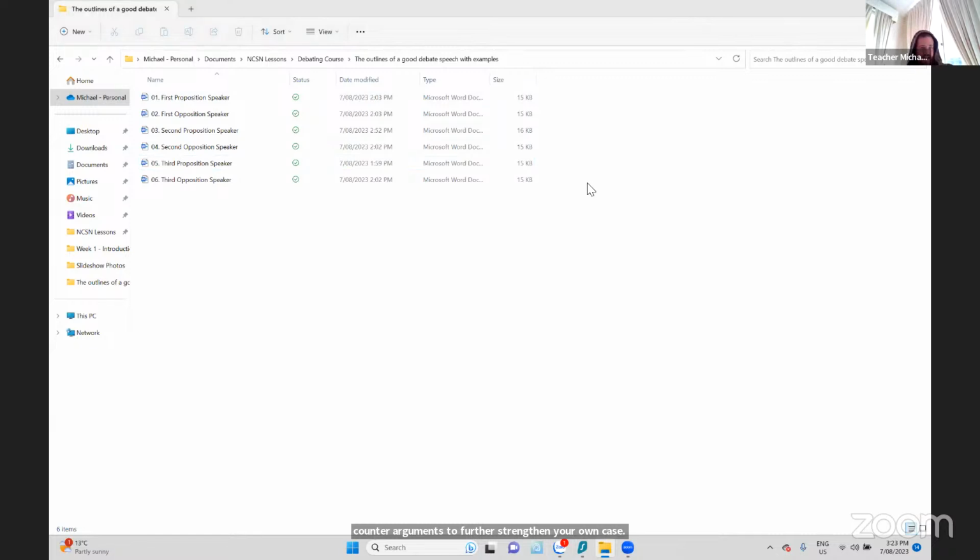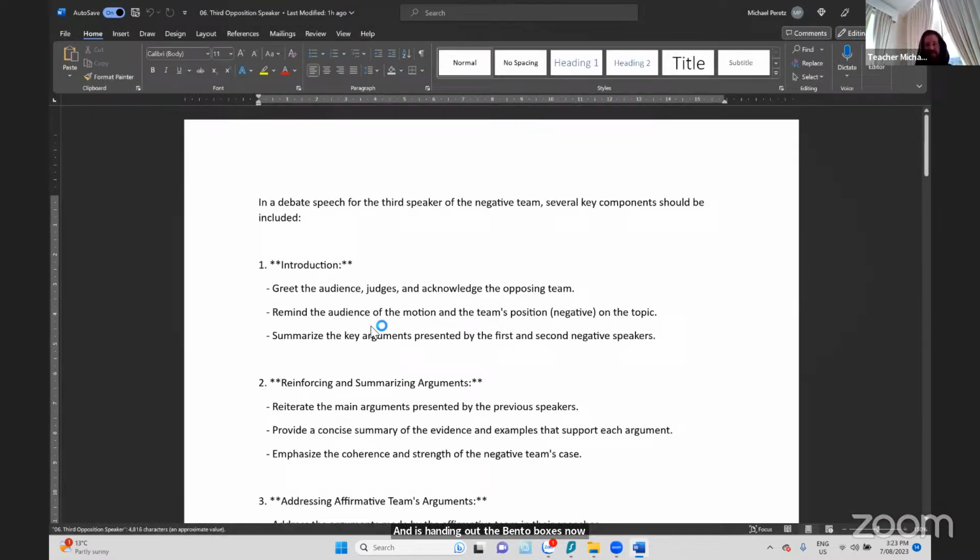Emma's handing out the bento boxes now. I keep checking the chat box thinking that there's going to be some important question or someone said something, but it's all just food and food emojis.